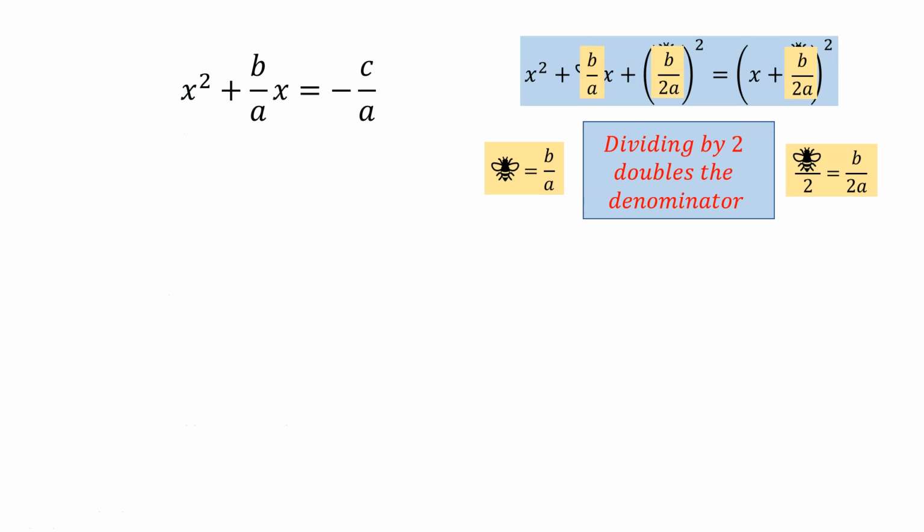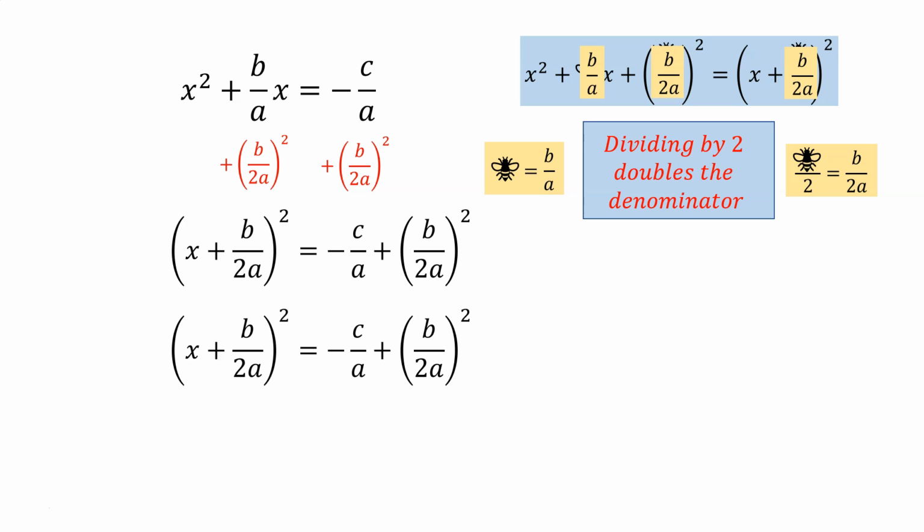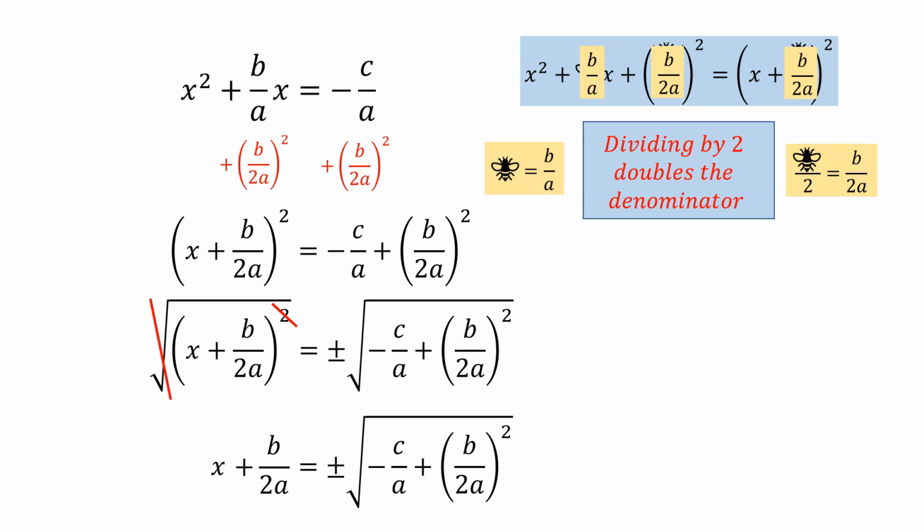We see from this pattern that if we add b over 2a in parentheses squared to both sides of the equation, we can complete the square on the left-hand side and get x plus b over 2a, that whole thing in parentheses squared, equals negative c over a plus b over 2a in parentheses squared. We can take the square root of both sides and include a plus or minus on the right-hand side. On the left-hand side, the square and the square root cancel. We get x plus b over 2a equals plus or minus the square root of negative c over a plus b over 2a in parentheses squared.